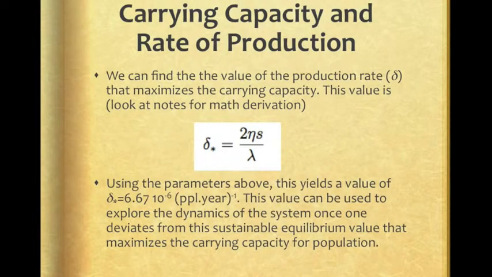So using the parameters that we just discussed, this value yields a delta star of this number. And you can actually use this value to explore the dynamics of the system if you deviate from the sustainable equilibrium. So if you start, for example, depleting nature at a faster rate than this, and look at the units. The depletion rate has units of per people per year. So this is nature depleted per unit person per year.